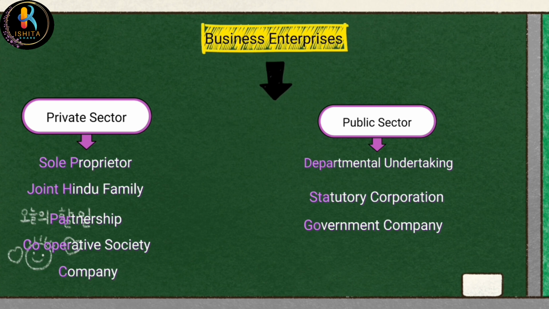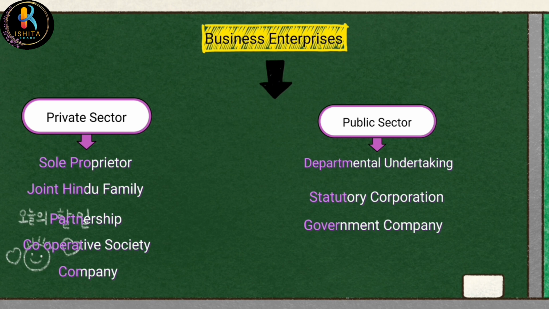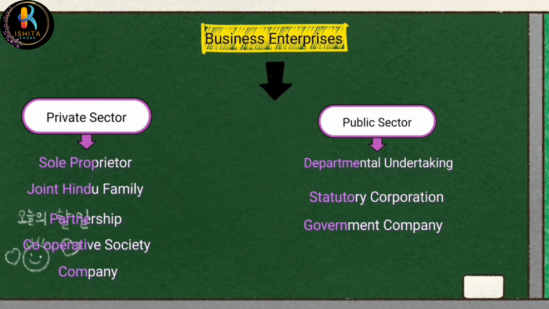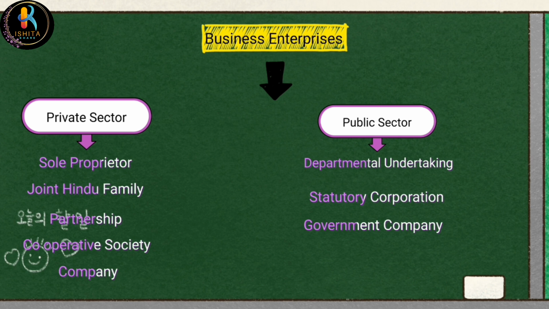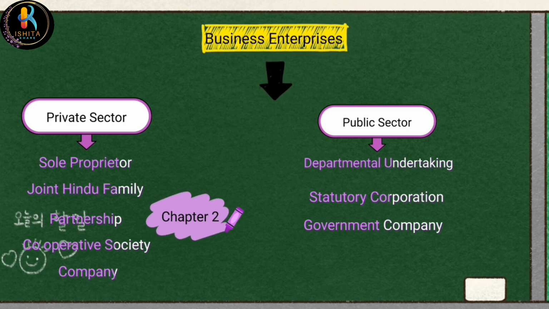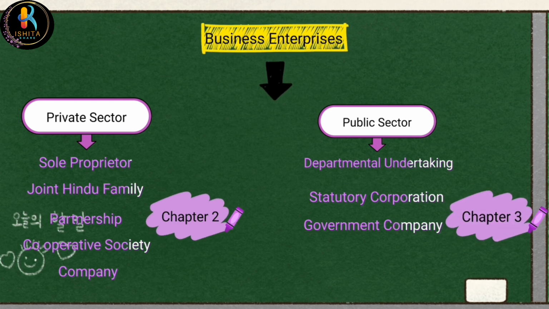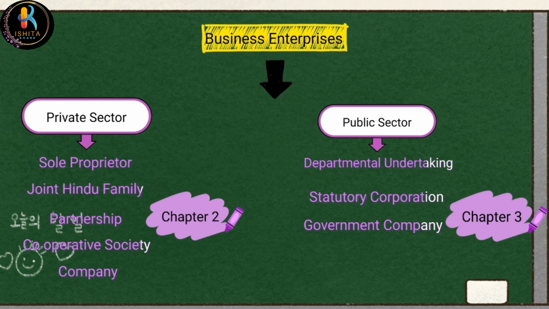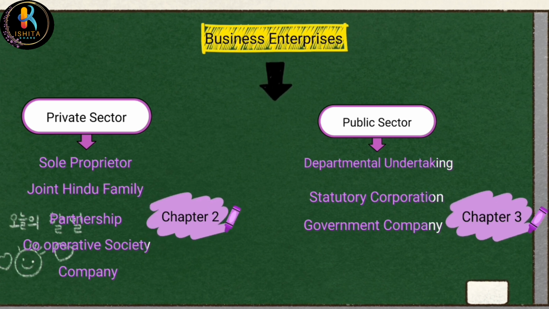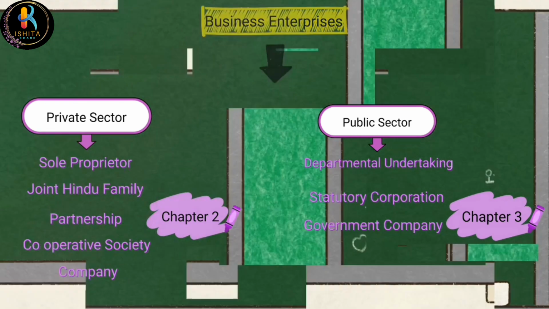Let me tell you that in your class 11th business studies, we are going to study these two. It means the types of private sector enterprises as well as public sector enterprises. The private sector enterprises are included in chapter 2 of class 11th business studies, but the public sector enterprises will be covered in chapter number 3, that is private, public, government enterprises. So in the upcoming session, we are going to cover sole proprietor, joint Hindu family business, partnership, cooperative organization and companies. This we will cover in the next session.